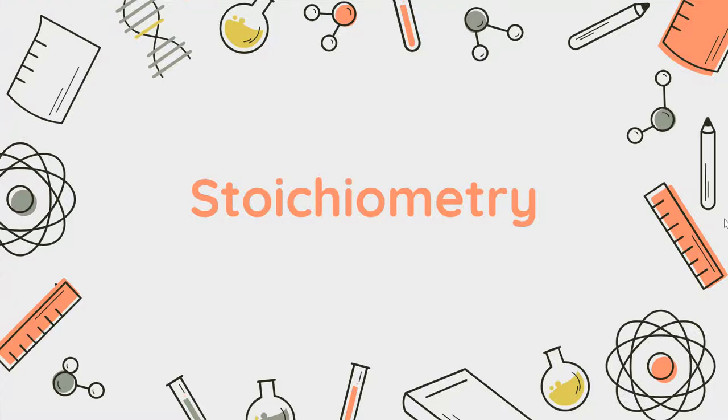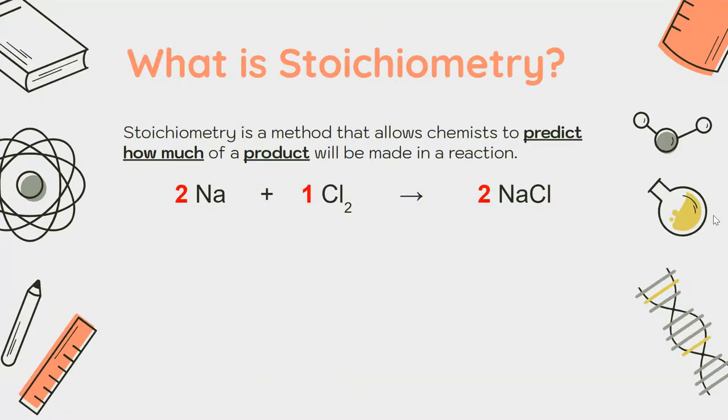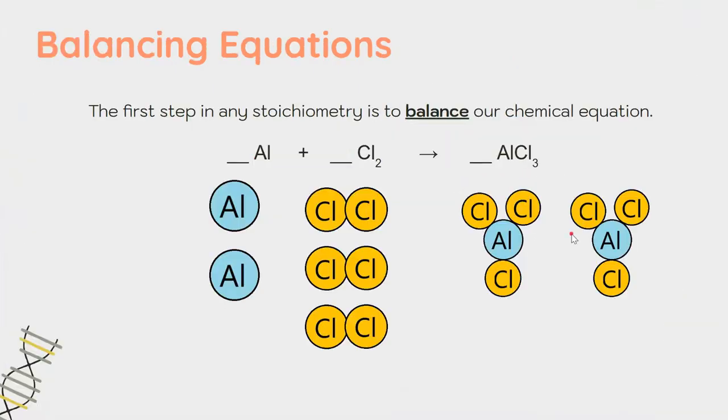In this video, I'm going to give a quick overview of stoichiometry, and then we'll take a quick quiz throughout the video. First, what is stoichiometry? Stoichiometry is a method that allows chemists to predict how much of a product will be made in a reaction. If we look at this reaction below, we're taking Na or sodium and adding it to Cl2 or chlorine, and we're making salt. Stoichiometry lets us predict how much NaCl or salt we would create.